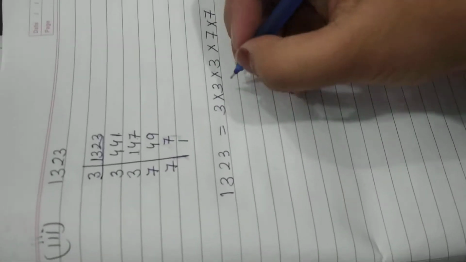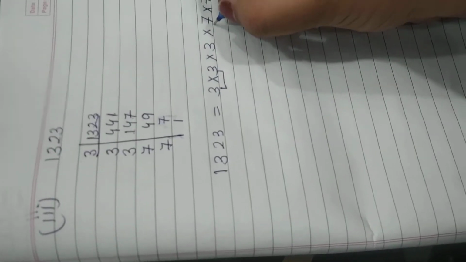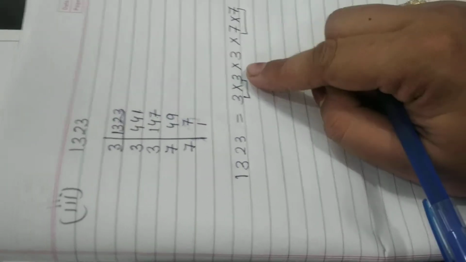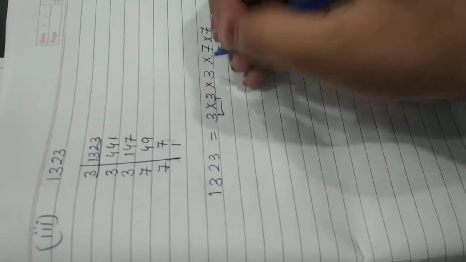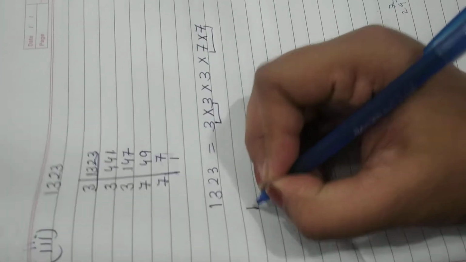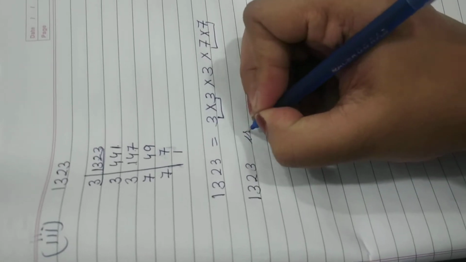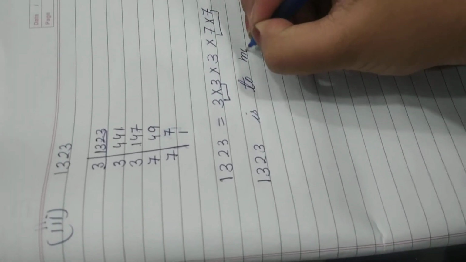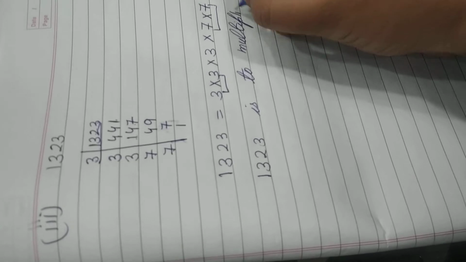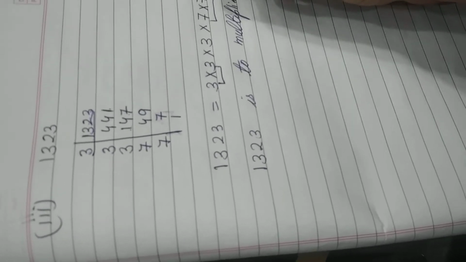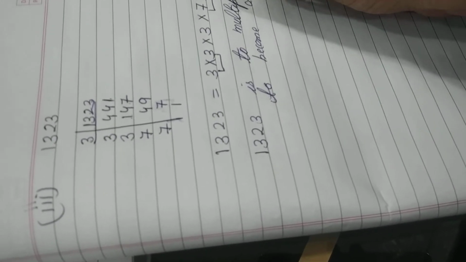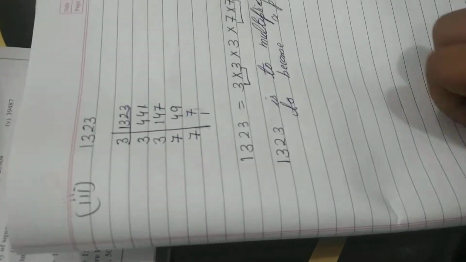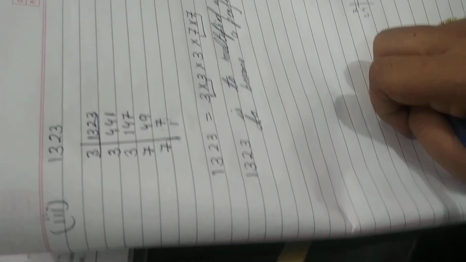So for perfect square what do we do? Pairing. These two form one pair, these two form one pair. What is left? 3. तो अगर मैं एक 3 से मल्टीप्लाई कर दूँ, so this will become a perfect square. So 1323 is to be multiplied with 3 to become a perfect square. So this will be your answer.